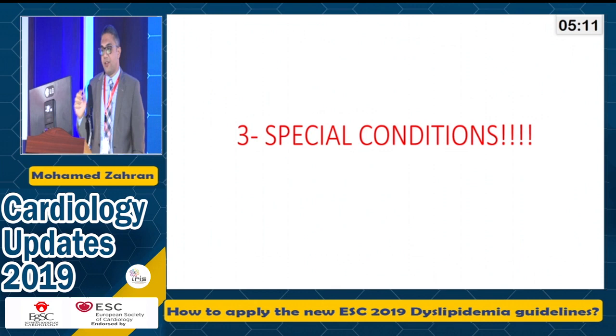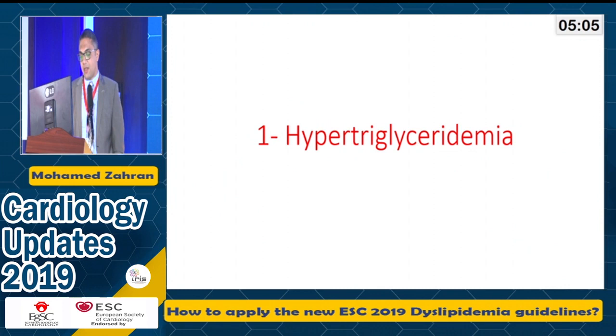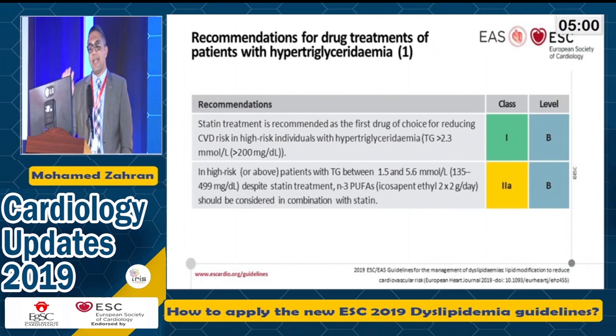Number three, in the last 5 minutes, we will be discussing just a few scenarios. Hypertriglyceridemia. Dr. Bassem Zarif said in his lecture that statins are the first drug of choice for reducing cardiovascular disease in patients with hypertriglyceridemia more than 200. And in those between 135 and 500, after the REDUCE-IT trial, we can now add icosapent ethyl 2 times 2 grams per day.